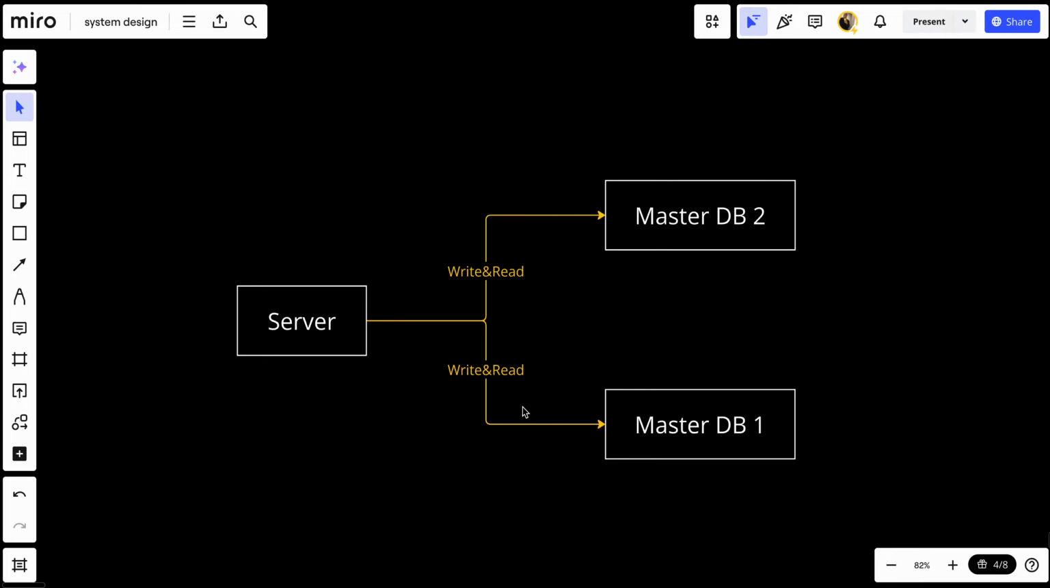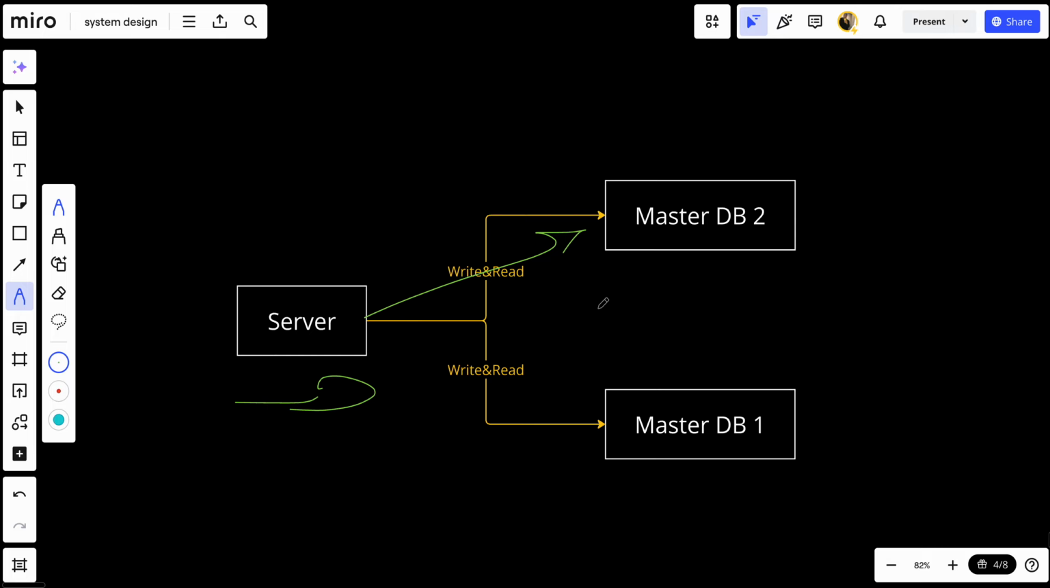In master-master replication, any server of the masters, like DB1 and DB2, can accept both read and write operations. For example, users in different geographic regions can interact with the closest server for both read and write, reducing the latency. So the server can read and write to any master DB it wants. Let's assume the server sends a write request to the master DB. A write request means insert, update, or delete. So you insert a specific record, update it, or delete it.